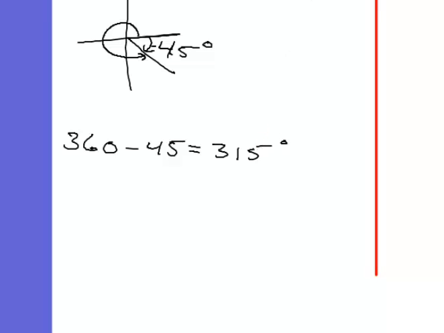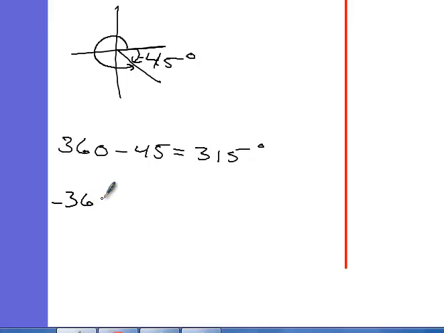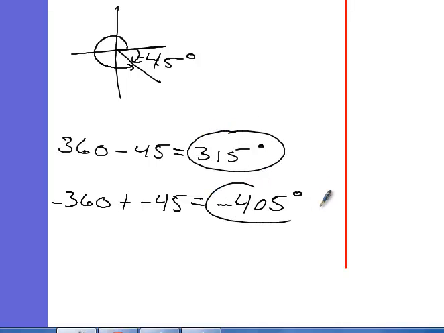What if I wanted another negative? How can I get back to negative 45? Do one full circle around and then go how far? 45 degrees. Do I want to move in the positive direction or the negative direction? Negative. So I'm going to take negative 360 plus negative 45, and what am I going to get? Negative 405. So 315, negative 405.